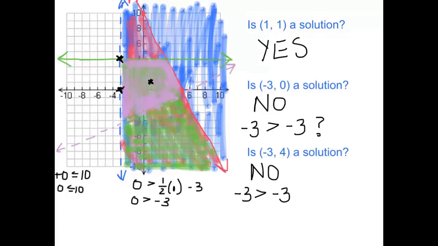You might argue that it works for our green boundary line, y is less than or equal to 4, but in order to be a solution in our solution set, that point has to satisfy every single linear inequality simultaneously. So it's not allowed to work for one and not work for another one. As soon as it doesn't work for one inequality, that point is not a solution.